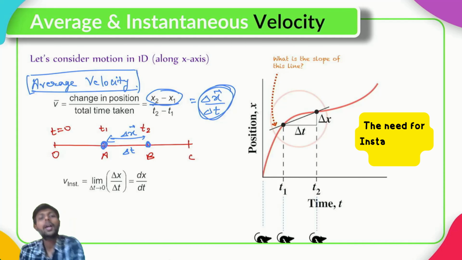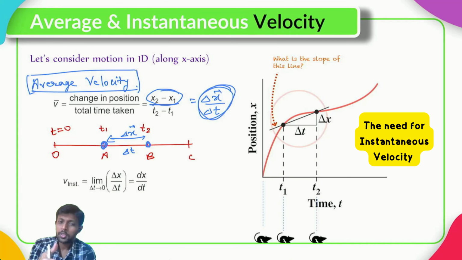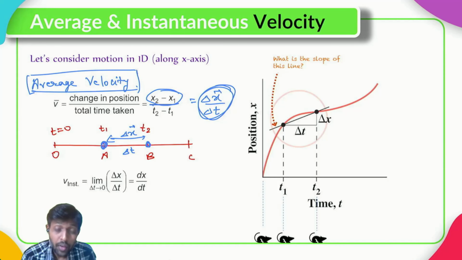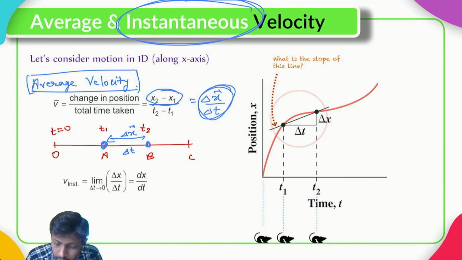So, what if I want to find out exactly what was my speed at time t equal to 5 seconds, let's say, at a given time? If I want to find out my speed right at this instant, right at this moment, can I find that? If so, how? So that's where the concept of instantaneous velocity comes into the picture.